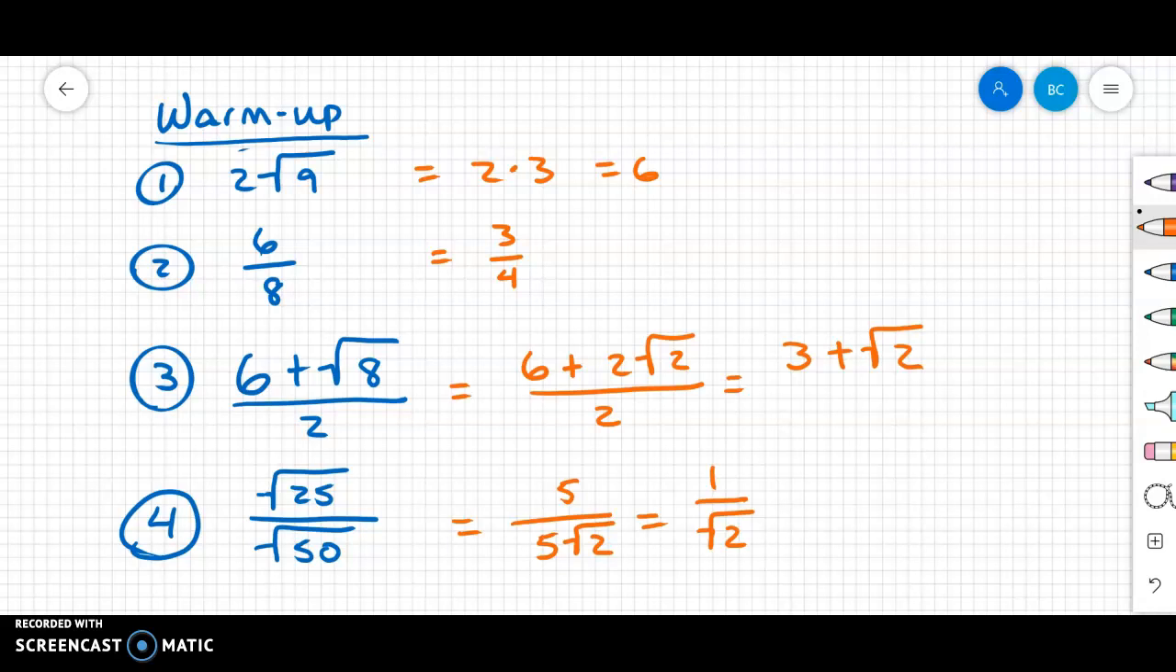And then on number 4, I'm going to take the square root of 25, which is 5. The square root of 50, I'm going to simplify that, so it's 5 times the square root of 2. And then I would reduce my fraction. 5 over 5 is 1 over 1, so my answer would be 1 over the square root of 2. So far, this is what you know how to do. This, however, is not fully simplified, because one of the things that we said is that we cannot have the radical in the denominator. So today what we're going to learn is what to do when I've got a radical in the denominator.